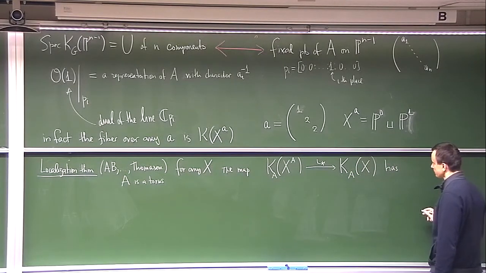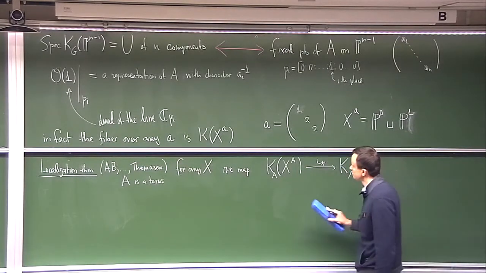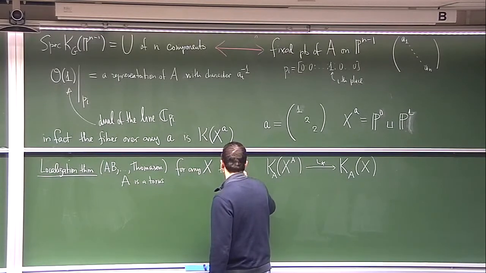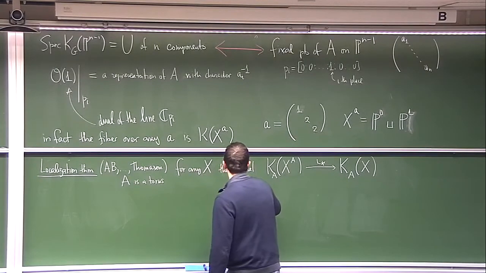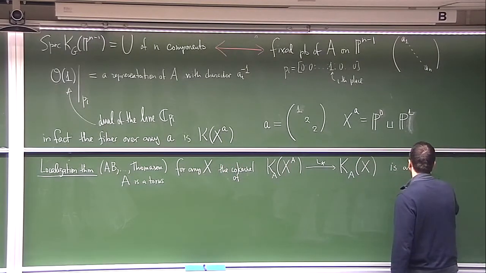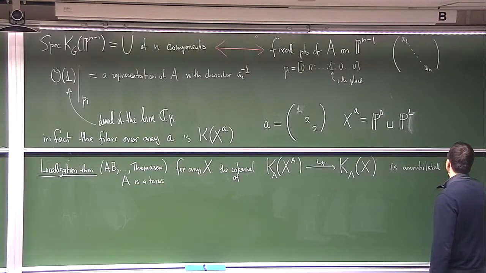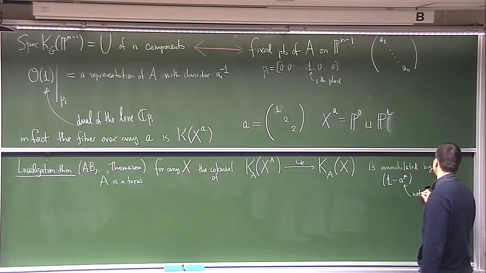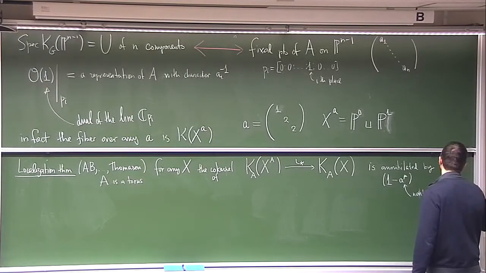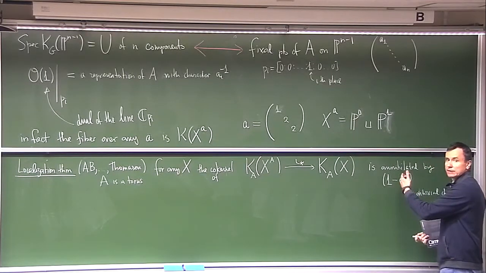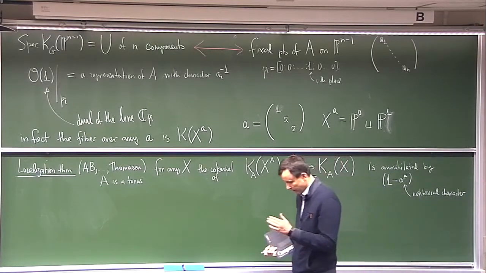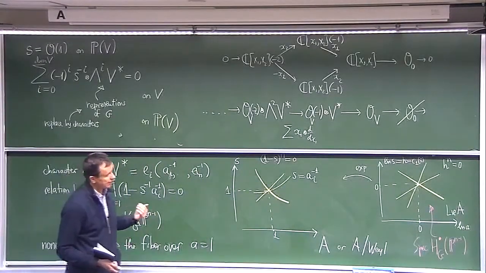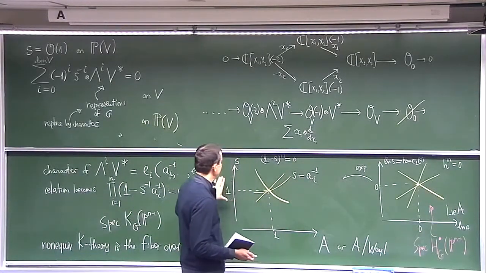The cokernel of the map is annihilated by an expression 1 minus a mu, where mu is a non-trivial character. In other words, this is torsion under the representation ring. This map may not be surjective, but its cokernel is torsion. And so let's see what this says in this example.